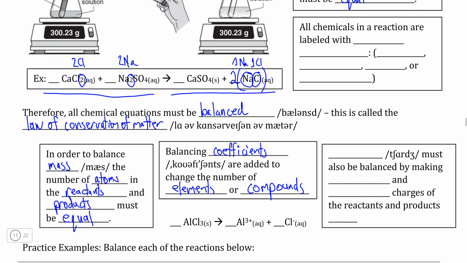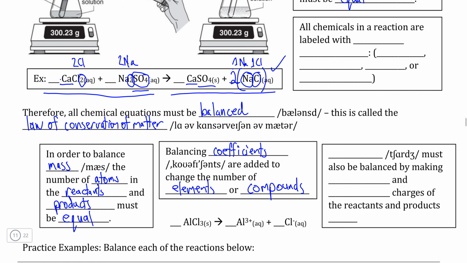Now, if we actually check all of the remaining atoms, we have 1 calcium in the reactants, 1 calcium in the products, and if we group sulfate as a polyatomic ion together, we have 1 sulfate in the reactants and 1 sulfate in the products, and our balancing is actually done because now the reactants and the products each have the same number of individual atoms, and therefore we have obeyed the law of conservation of matter.